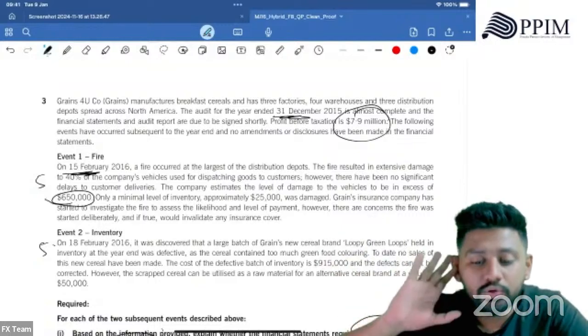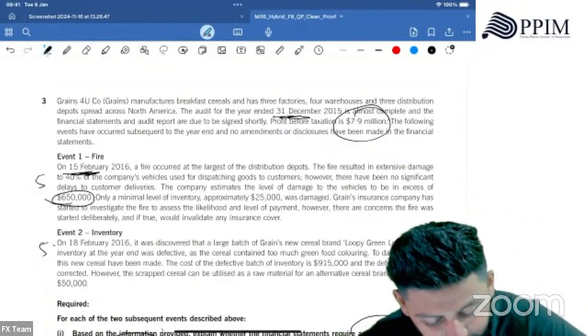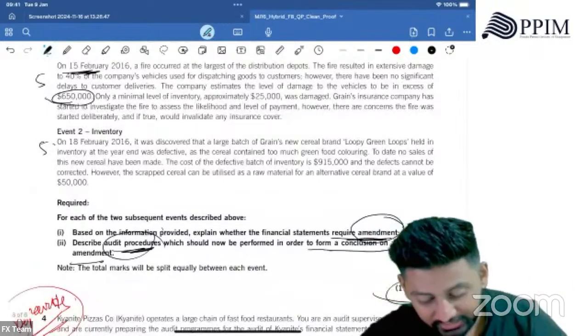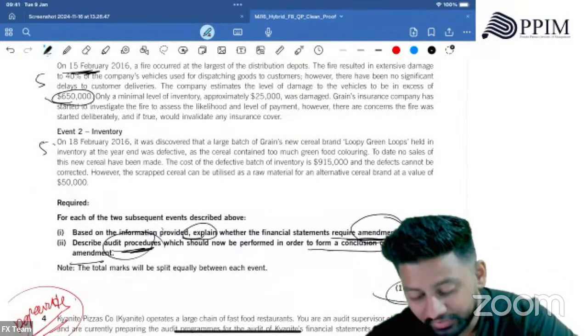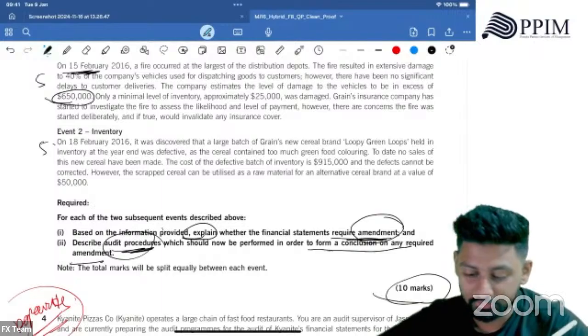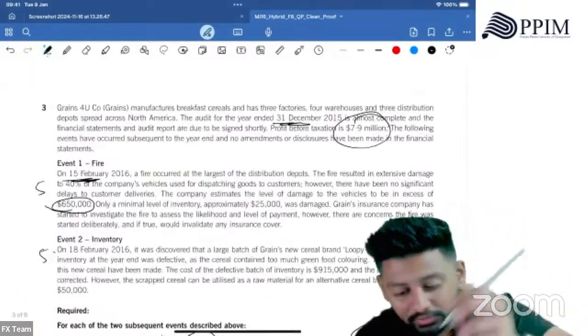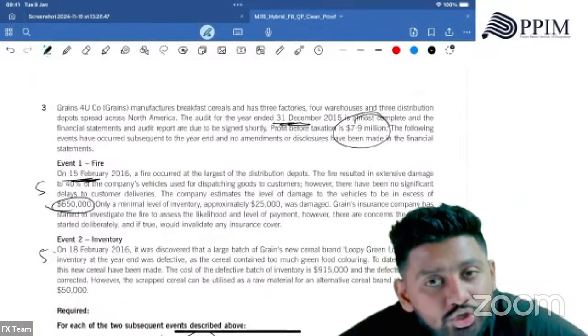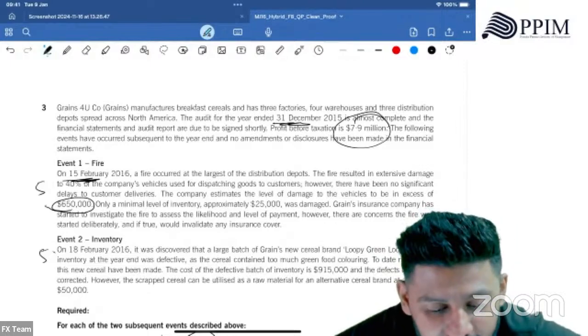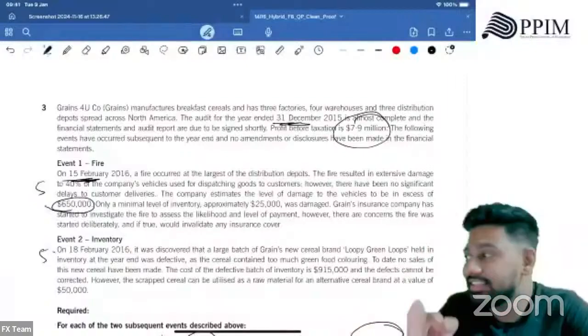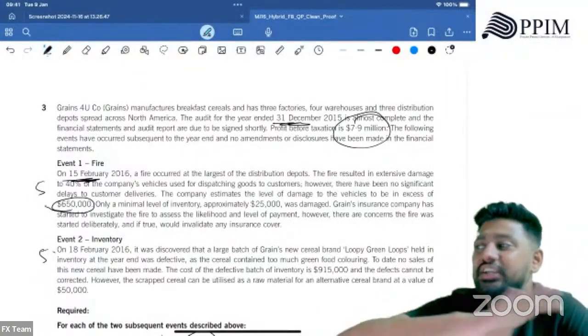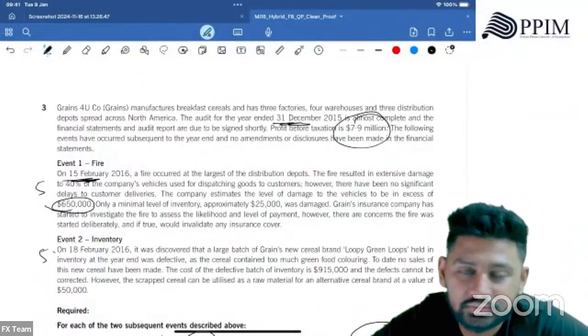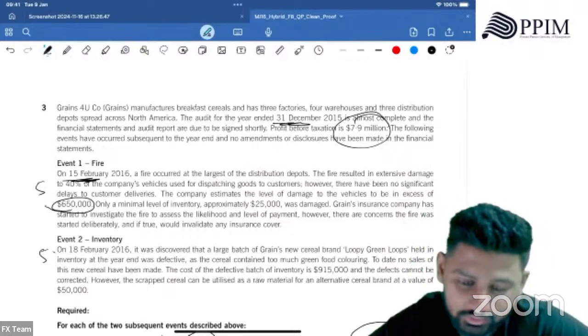Now, you are going to do only a few things. Your examiner says, explain whether the financial statements require amendment. Meaning, should you go back to the 2015 financial statements and make amendments? Yes or no? Is this, in simple terms, an adjusting or non-adjusting event? Adjusting or non-adjusting event? What is it?